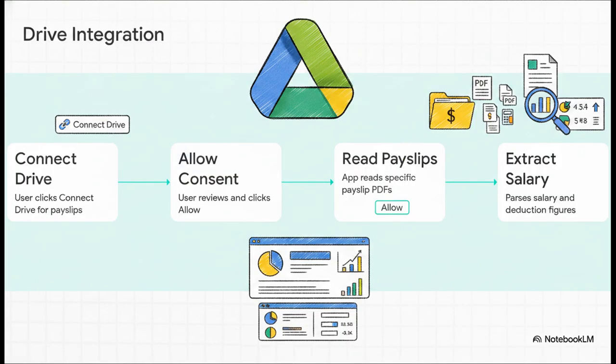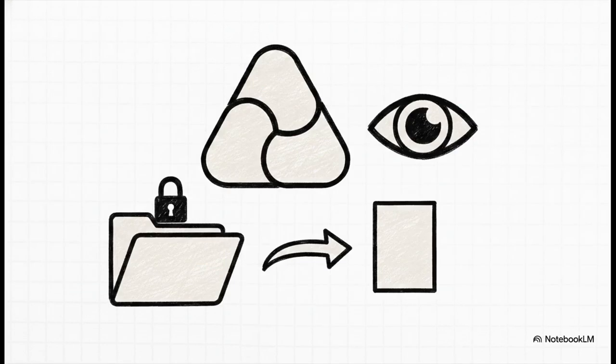Okay, let's shift gears to our second restricted scope and see how we handle payslip integrations. The process is super similar. The user clicks Connect Drive for payslips, checks out the consent screen, and hits Allow. From there, the app reads specific payslip PDF files from a designated folder of salary slips. It then parses those PDFs to pull out salary and deduction figures, feeding that personal payroll insight directly back to the user's dashboard. And just like our Gmail integration, the requested scope here is specifically drive.read-only.